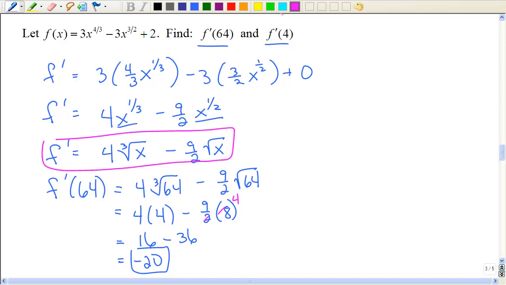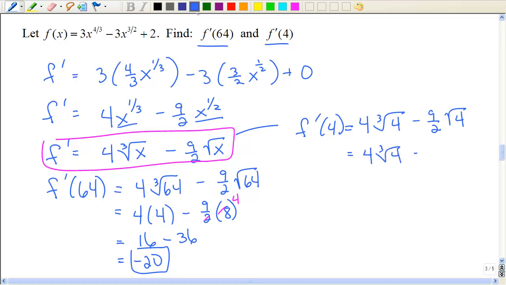All right, so now I'm going to come back here. Remember, that's my derivative. And I'm going to find now the derivative evaluated at 4. Now, I don't know a cube root of 4. It is just the cube root of 4. But the square root of 4 is 2. And that's how I would leave my final answer.